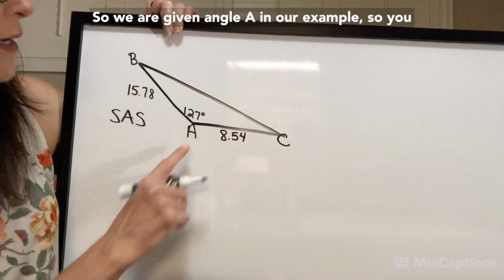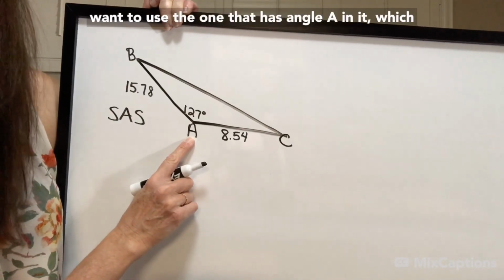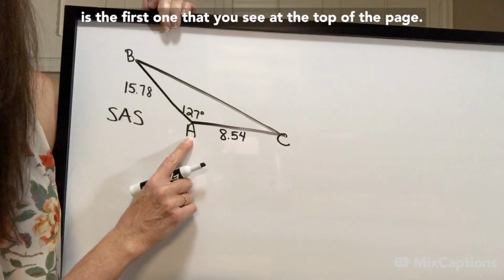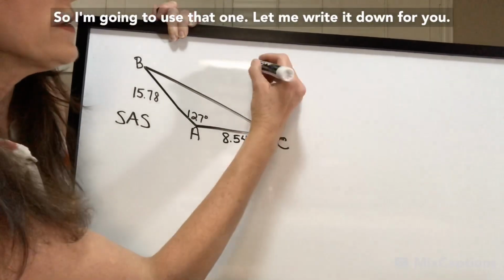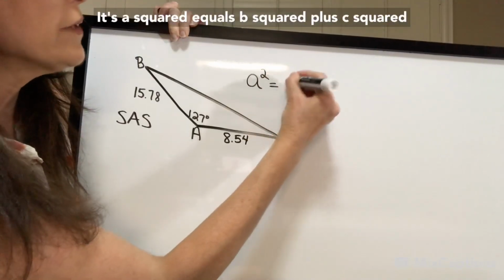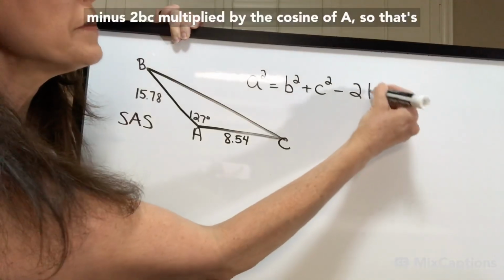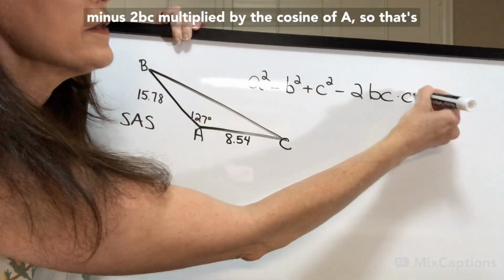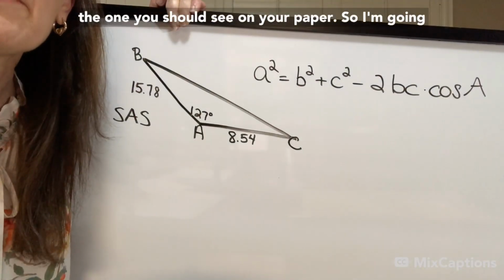So we are given angle A in our example. So you want to use the one that has angle A in it, which is the first one that you see at the top of the page. So I'm going to use that one. Let me write it down for you. It's a squared equals b squared plus c squared minus 2bc multiplied by the cosine of A. So that's the one you should see on your paper.